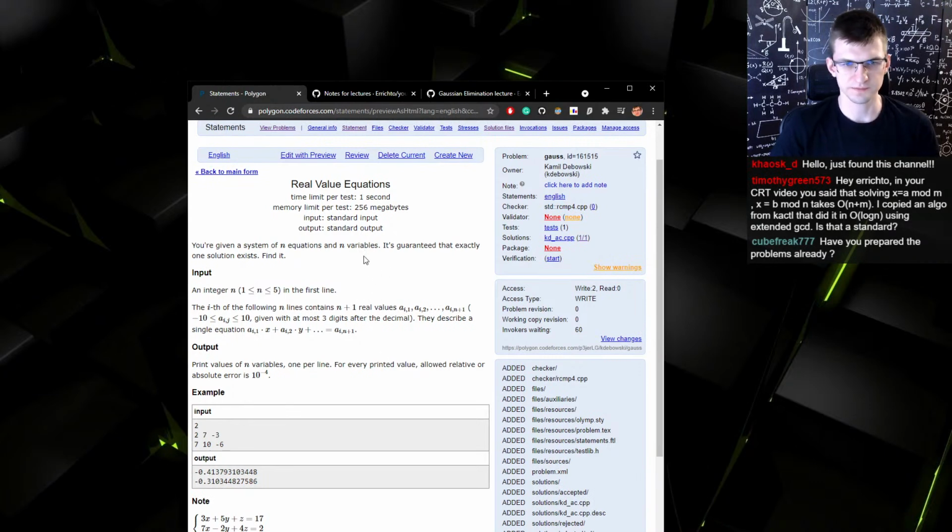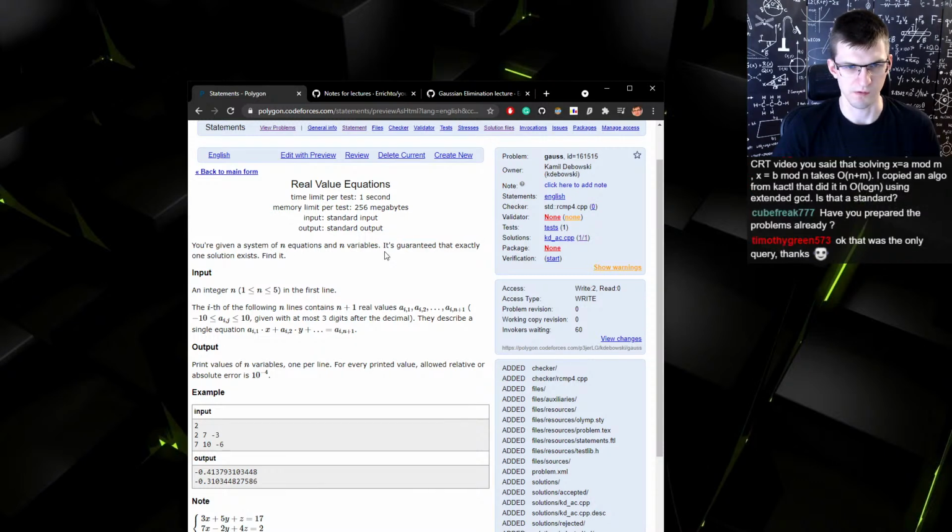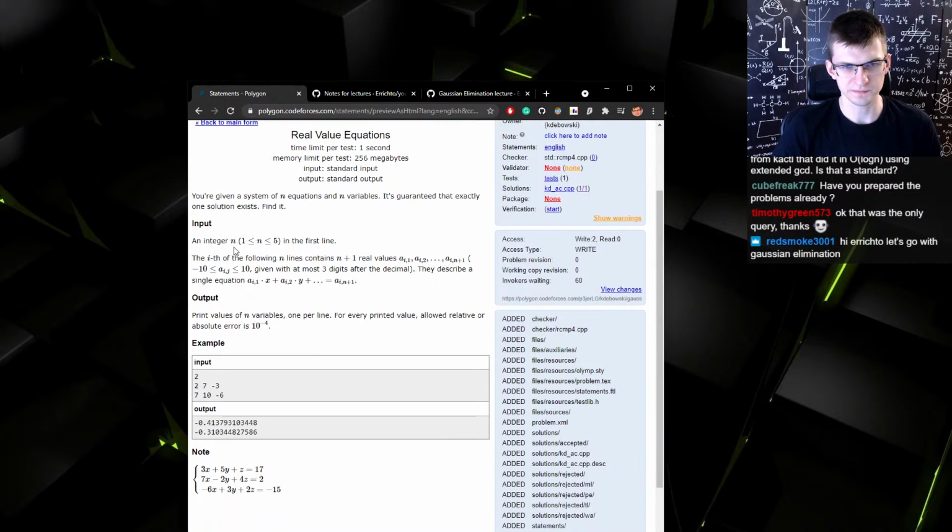What do we have here? Given a system of equations and variables. Okay, you're given this. Guaranteed that... maybe the wording should be find the one solution. It's guaranteed that only one exists. Yeah, I don't like the wording of this statement. Plus one, real values.